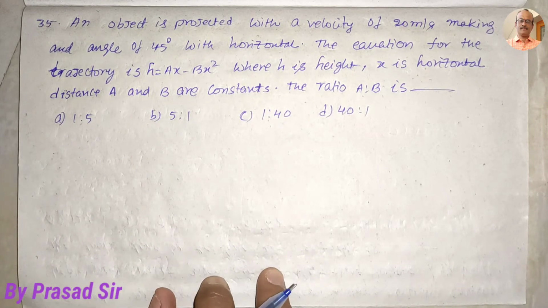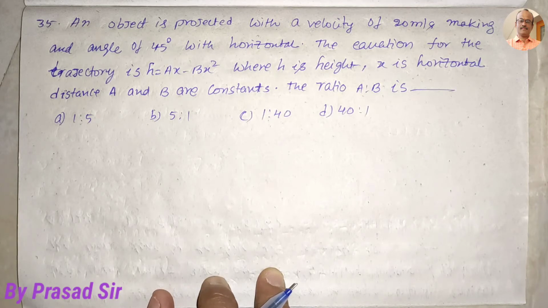Now the question number 35. An object is projected with a velocity of 20 meters per second, making an angle of 45 degrees with the horizontal. The equation for the trajectory is h is equal to ax minus bx², where h is the height and x is the horizontal distance. a and b are constants. The ratio of a to b is how much?